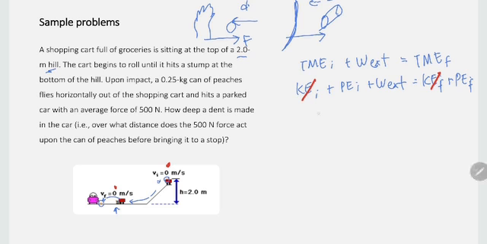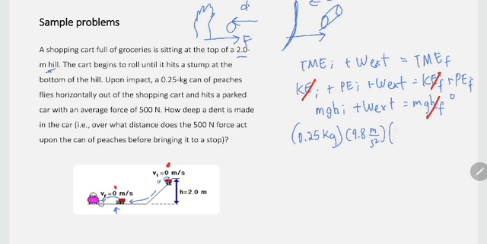What's the formula for potential energy? mghi, height 1, di ba nasa taas siya nung una? And then mghf, which is nasa ground na siya. That means 0 na yung height, so that will also be 0. The mass of the can is 0.25 kilogram. g, acceleration due to gravity. Height is 2 meters. It was on top of a hill, 2 meter high. Sige, plus na. Work done by the external force, which is the applied force times displacement.